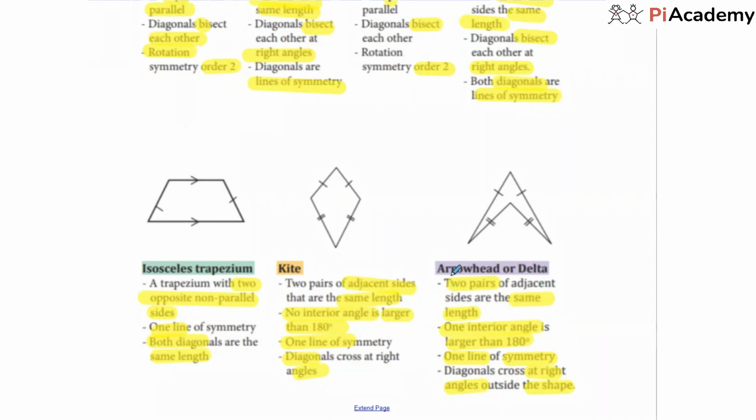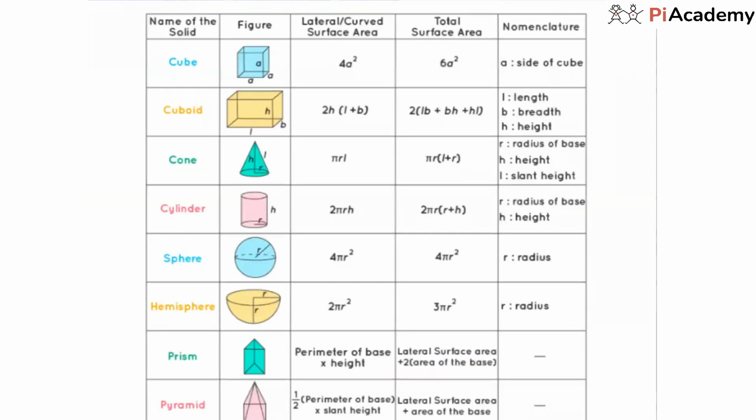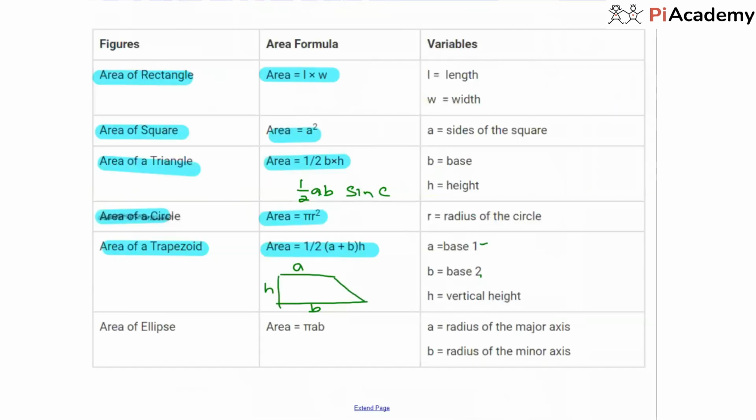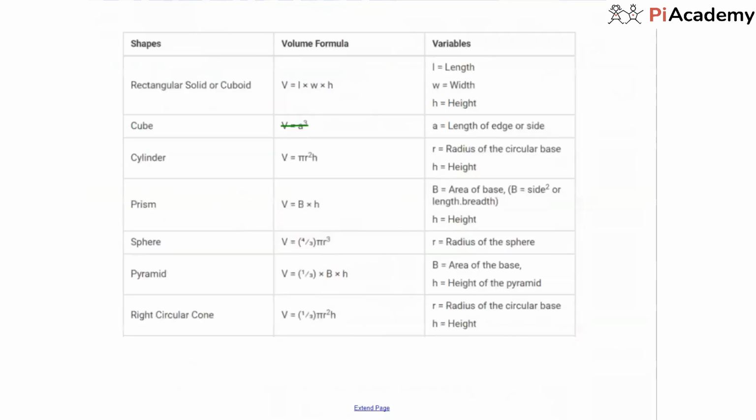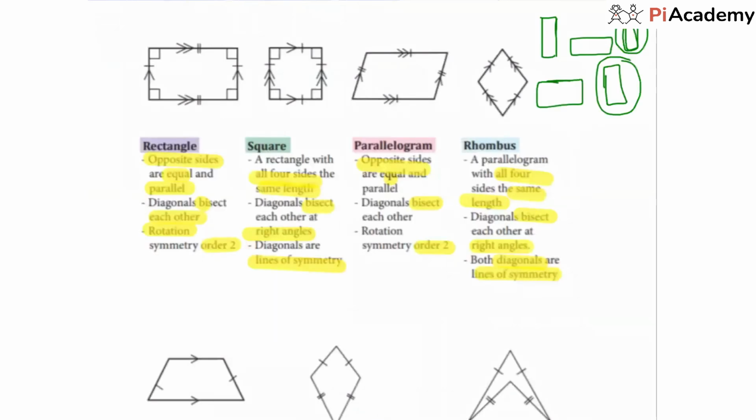Next, arrowhead or delta is like this, okay? All these properties. Basically, why I listed these is, I want you to have these formulas with you. These 4 slides, 1, 2, 3, 4 slides. Keep these formulas with you, it will be helpful to you, okay?